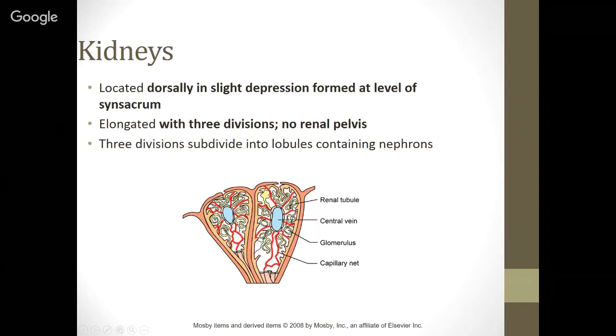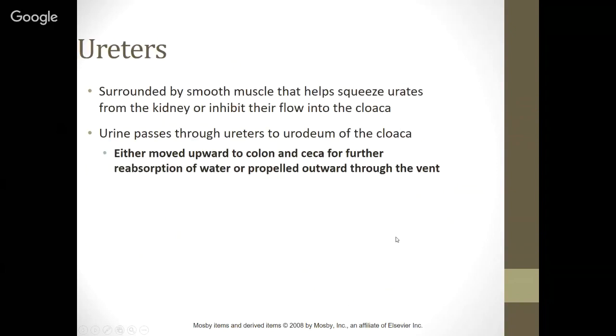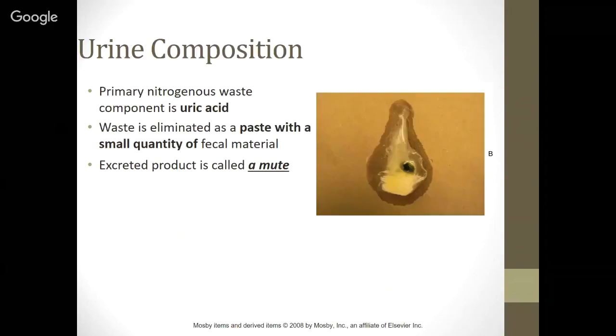So here's that renal tubule, here's the central vein, here's the glomerulus, there's a capillary net around it. The ureters are surrounded by smooth muscle that help to squeeze urates from the kidney or inhibit their flow into the cloaca. Urine passes through ureters to the urodeum of the cloaca. It's either moved upward to the colon and ceca for further reabsorption of water, or it's propelled outward through the vent. Urine composition. This is a mute.